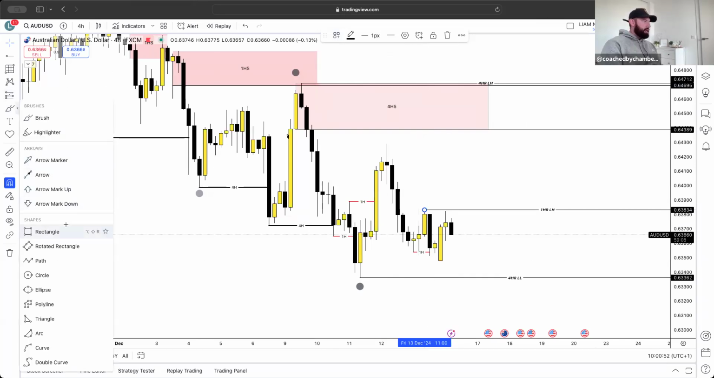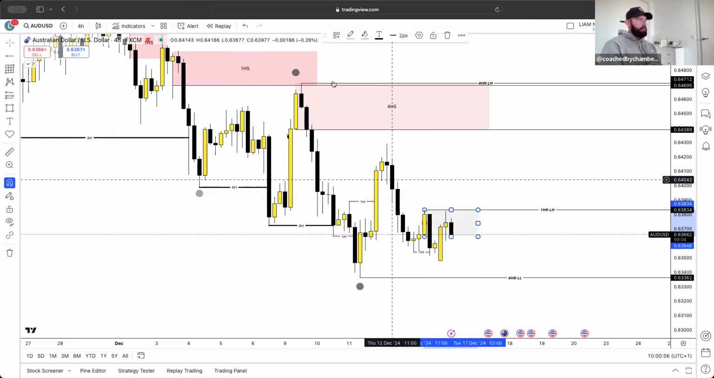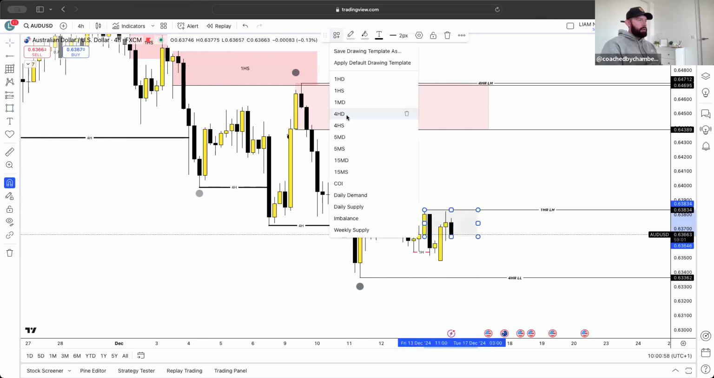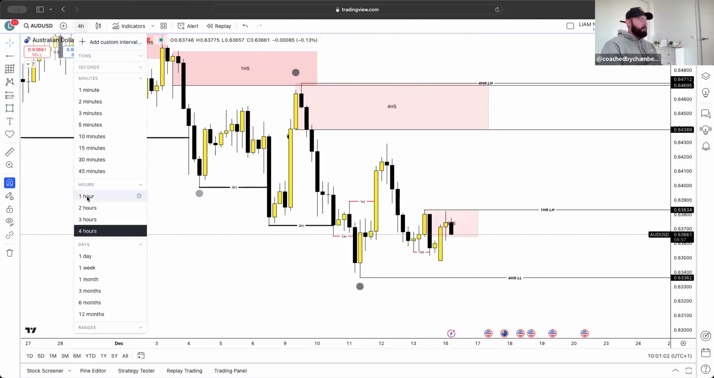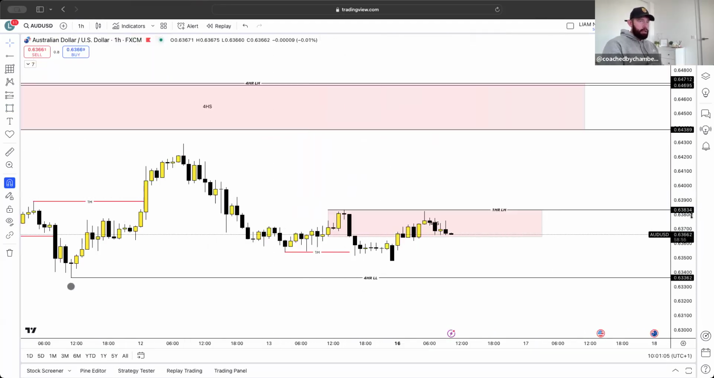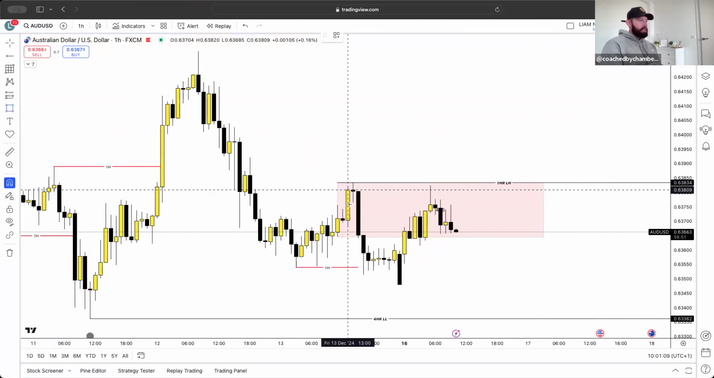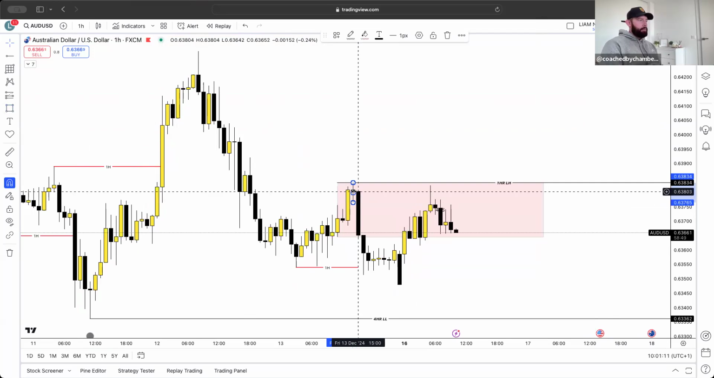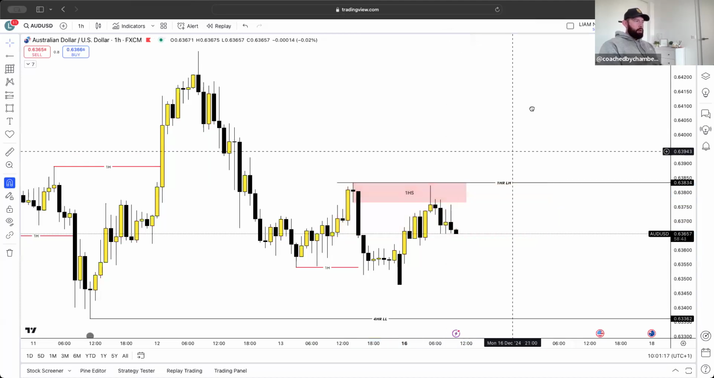Well, first thing I can see is AU is currently playing out of this 4 hour supply area. There'll be more refined area on the 1 hour. So yeah, as you can see, from a 1 hour, we have this 1 hour supply area, which has been mitigated to a T. So let's get rid of this 4, so it's a bit more cleaner.